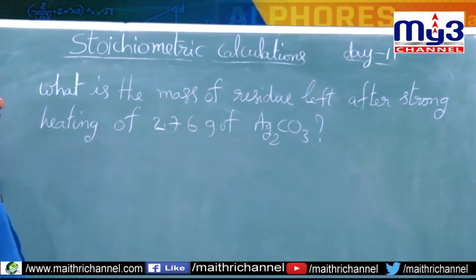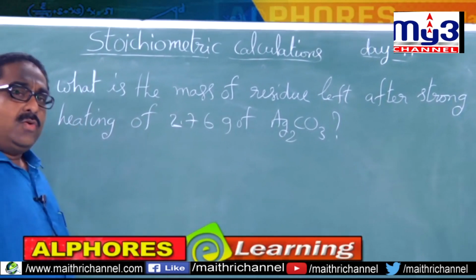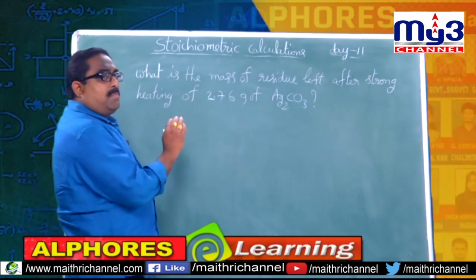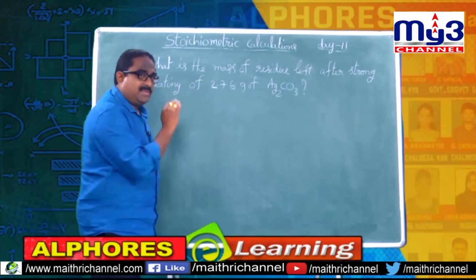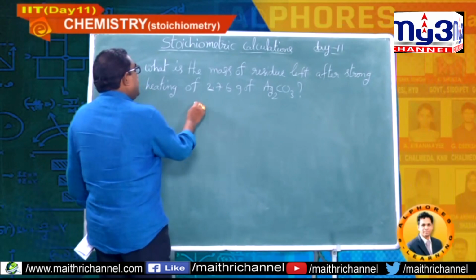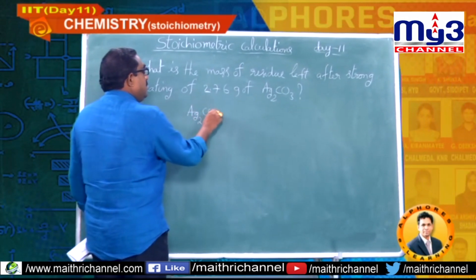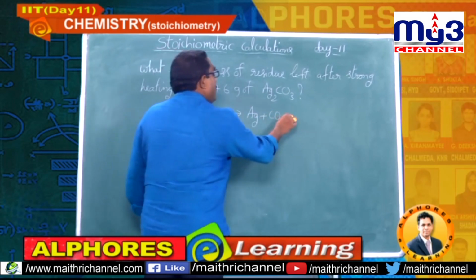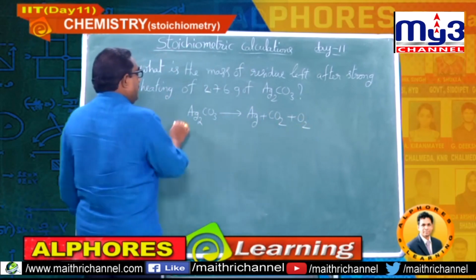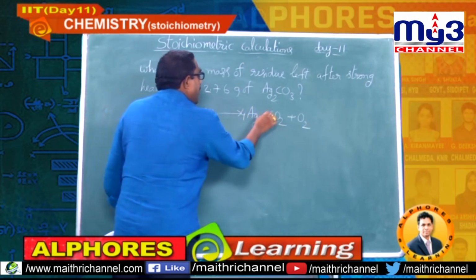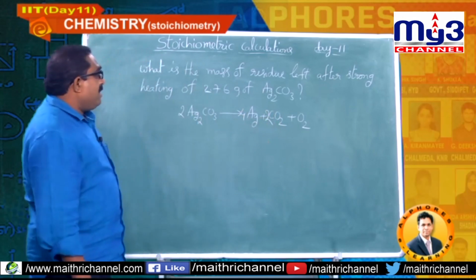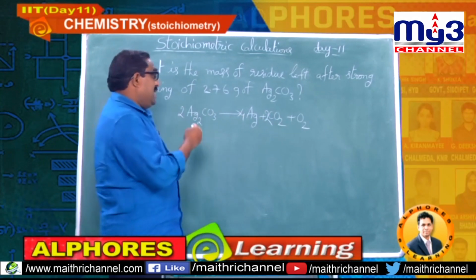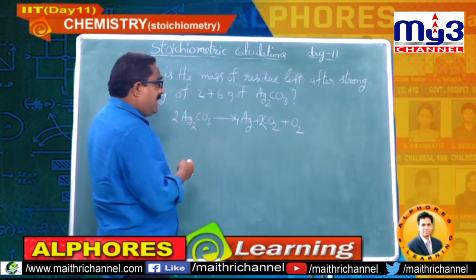Now, to solve this question, you need a balanced chemical reaction, and what are the products obtained on decomposition of that substance. I am writing silver carbonate will be decomposed to silver metal and going to give carbon dioxide as well as oxygen gases. So this is the balanced reaction for the decomposition of silver carbonate. Sir, you know that equation and you have written it. How do we know, sir, at this moment?